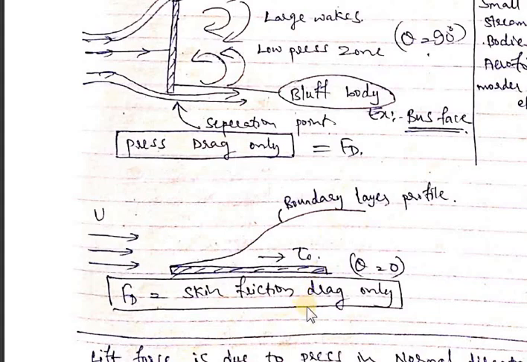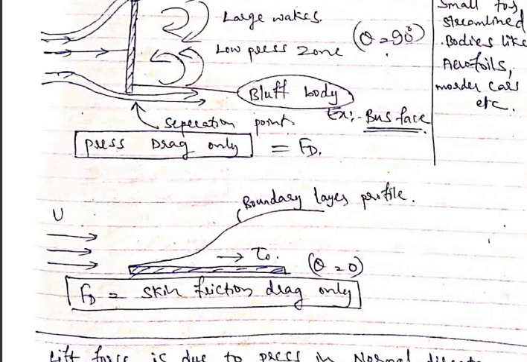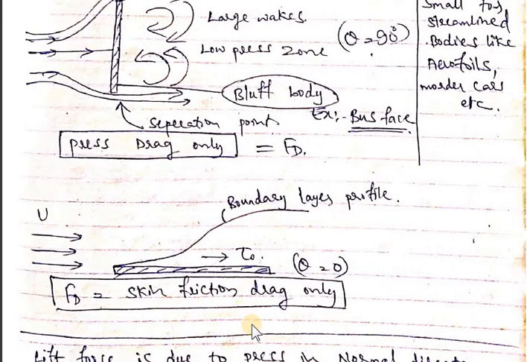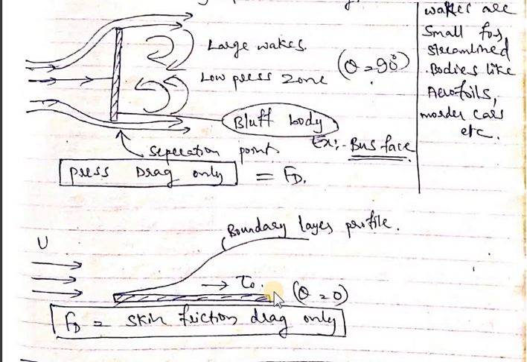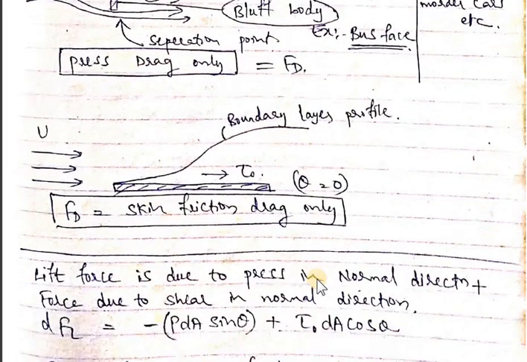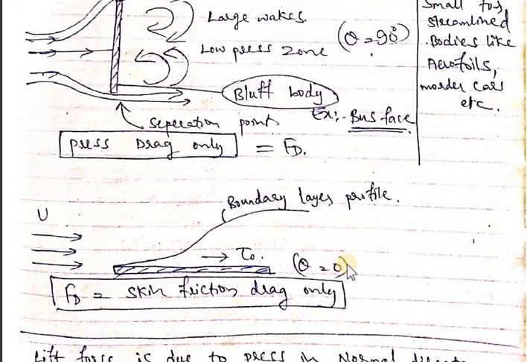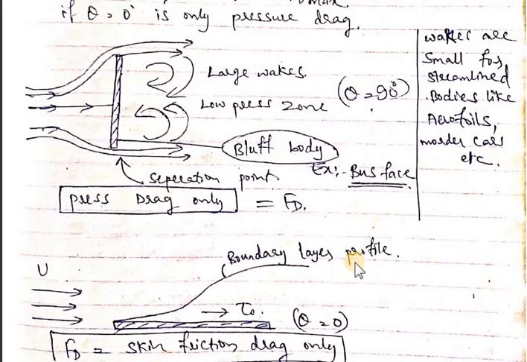Now in such a vertical plate condition, if theta is 90 degrees, the pressure drag force will be maximum, that is p dA. The shear force in the vertical direction will be very small compared to the pressure drag. So the pressure drag force will be maximum whenever the body faces normal to the air, like a truck or bus body.